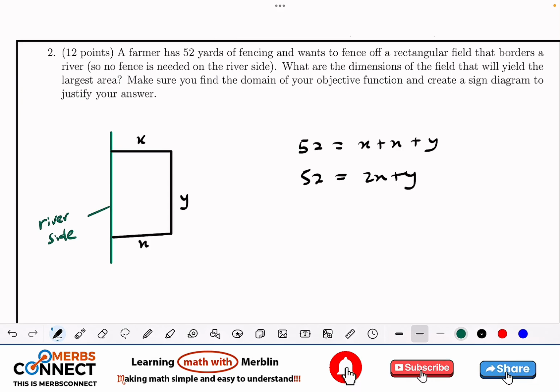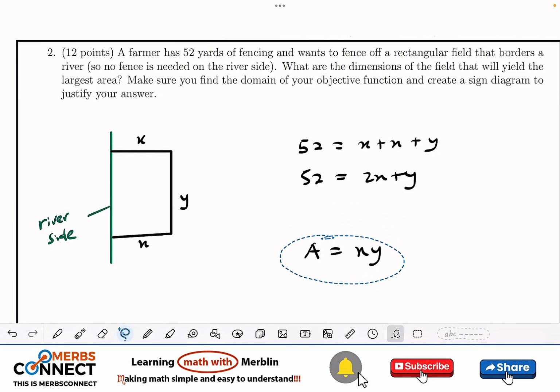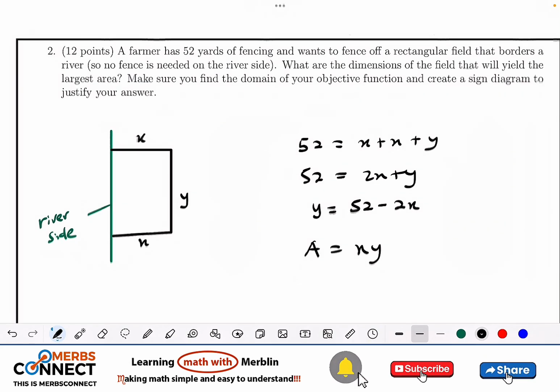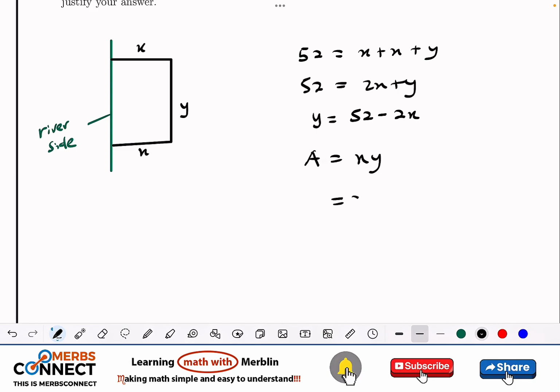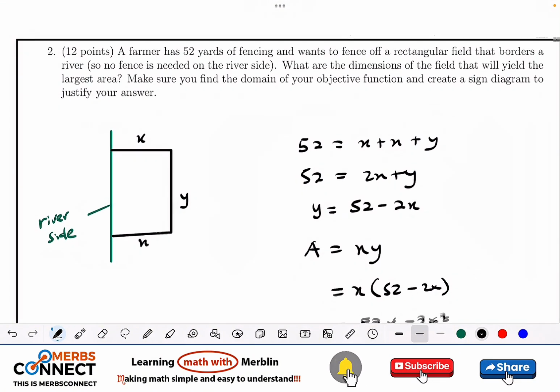So let's form the area. So we are saying that area is equal to x times y, right? So since we are saying that this is the area, then we need to make sure that this is in terms of only one variable. So we can make y the subject from here. So make y the subject, and y will be equal to 52 minus 2x. So let's just do the substitution. x times 52 minus 2x, and this is going to give us 52x minus 2x squared. Yeah, this is what you're going to get.